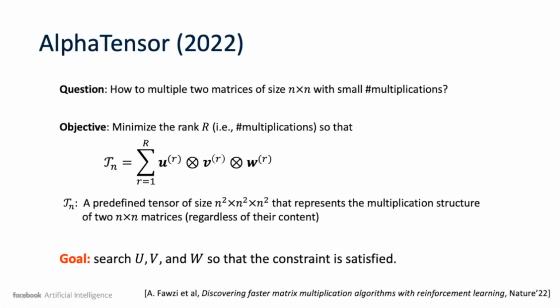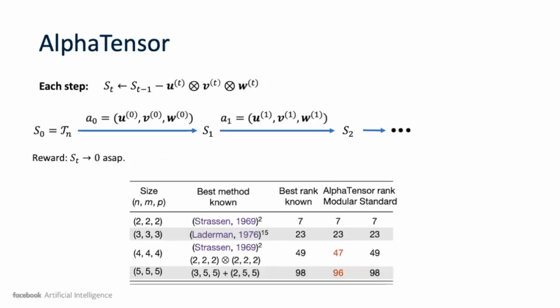So the goal is to search for U, V, and W so that this constraint is satisfied and the rank R is minimized. What they do is very simple. You treat this as a reinforcement learning problem. You start from the original state, S0 equals T_n, this tensor. Every time you try to find an action, which consists of U, V, and W, and then you subtract this term from the tensor, and you get S1. This is the new state. You do this iteratively until hopefully at some point S_T becomes 0, which means that you have arrived at a decomposition of all rank 1 terms. Your goal is to get S_T to 0 as soon as possible, which corresponds to lower rank solutions.